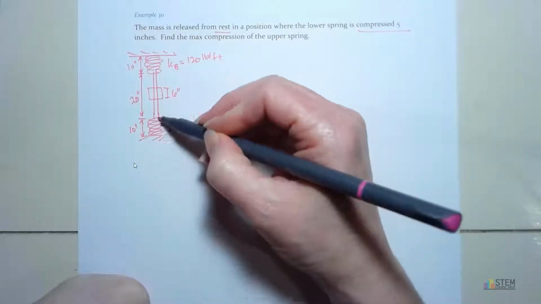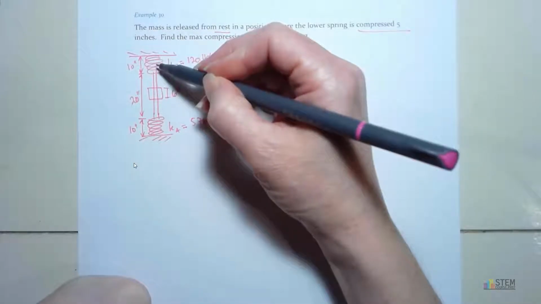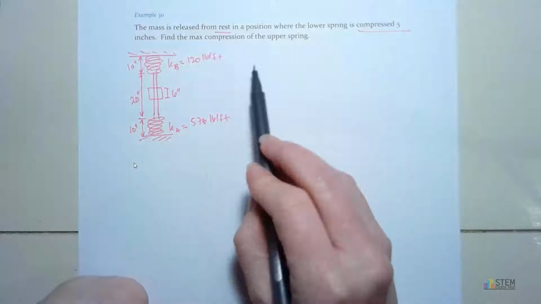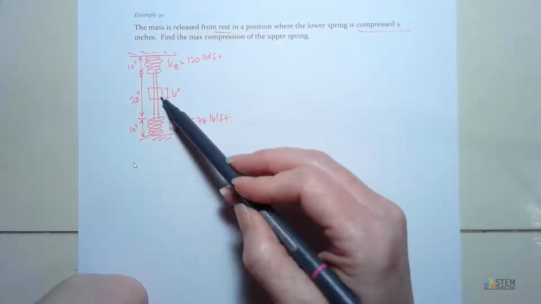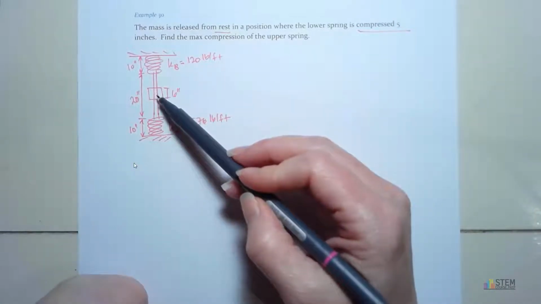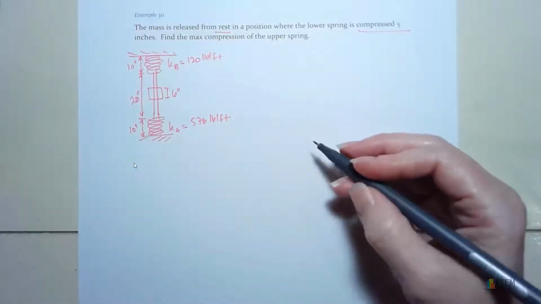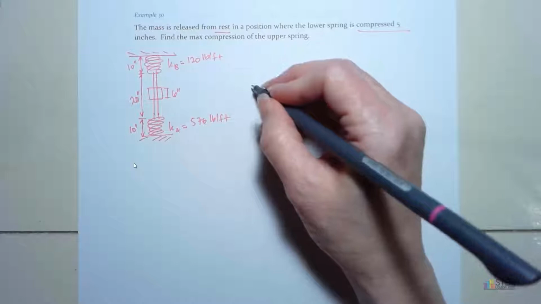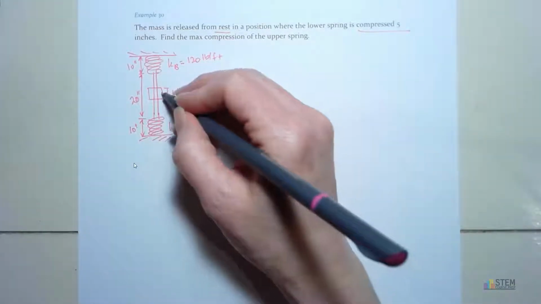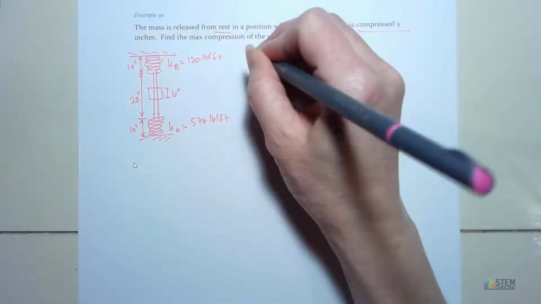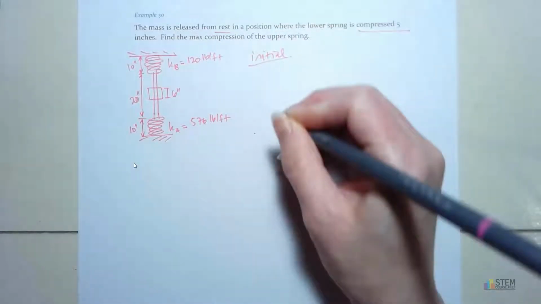And then this slider is going to slide back up to the top and hit this spring. So what we want to do is find the max compression of the upper spring once this slider hits it. Okay? So that's the scenario. So let's draw an initial picture of this slider pushing down right here. So this will be our initial.